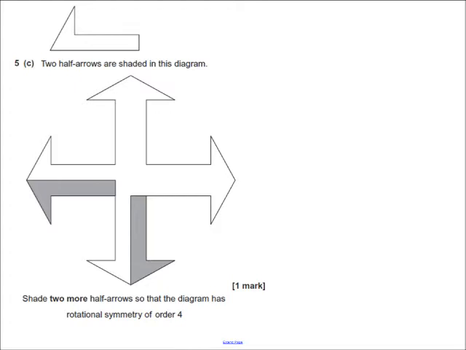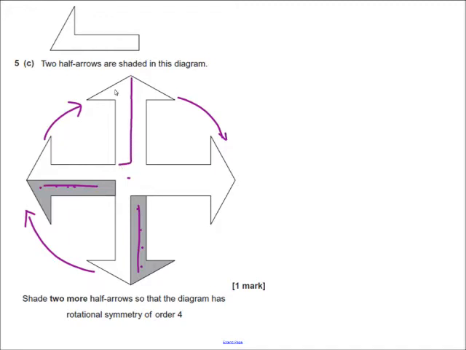Question 5c again uses the half arrows, but this time there are 2 of them shaded in this particularly complicated diagram. However, it's asking us to shade 2 more half arrows so that the diagram has rotational symmetry of order 4. And what that means is if we put a pin in the centre of our shape here and spin it around, it would lock onto itself 4 times. So we have an order of rotational symmetry of 1 at the moment, because this shaded area here maps onto this shaded area here. And we need to do the same another 2 times to give it an order of 4.